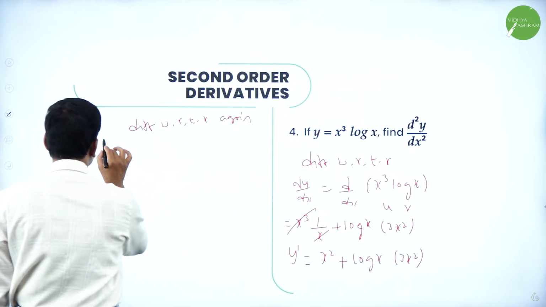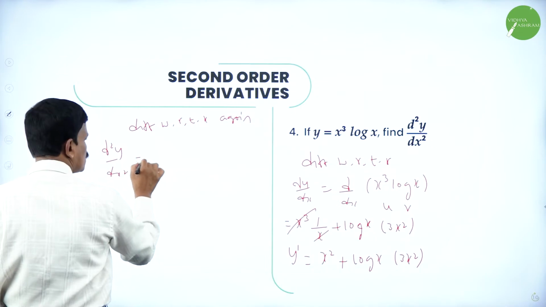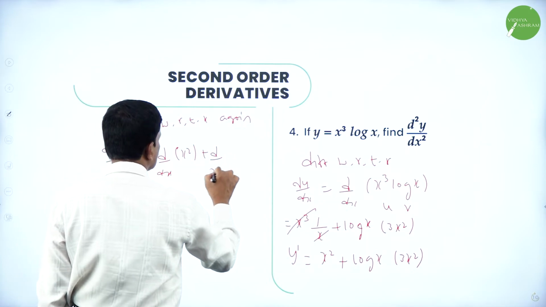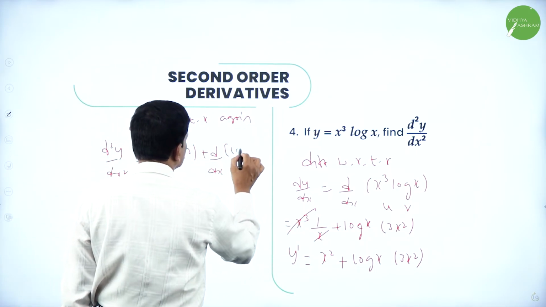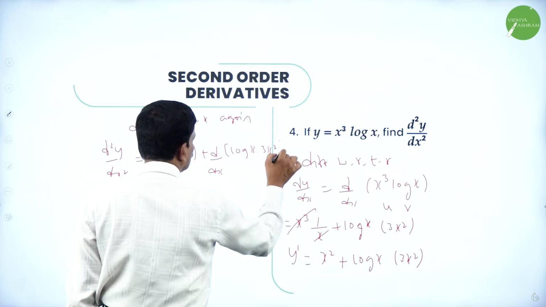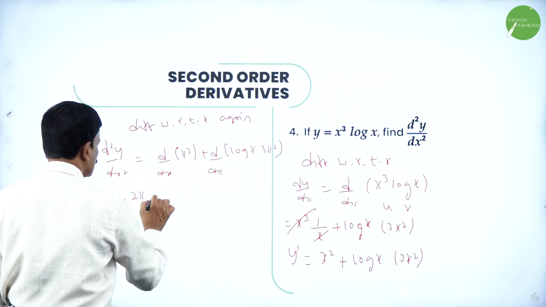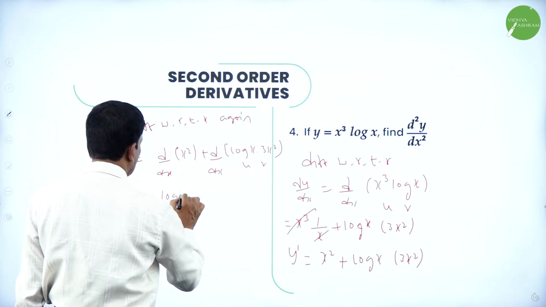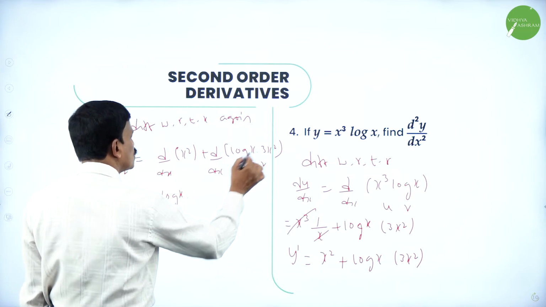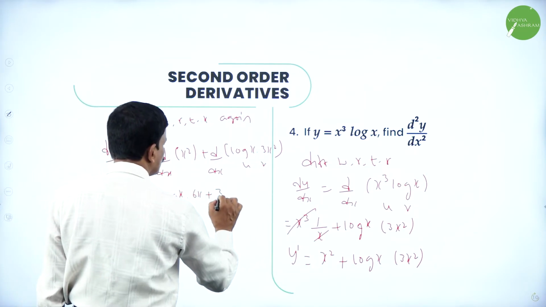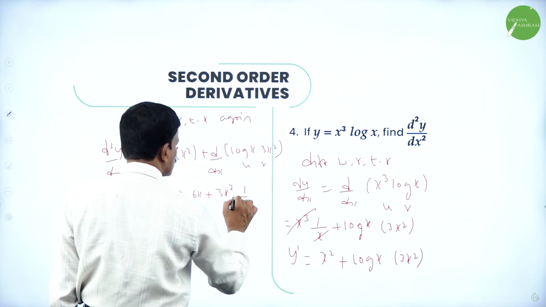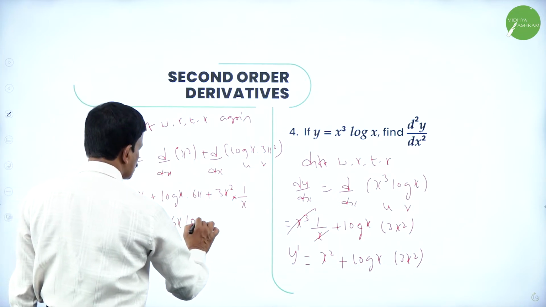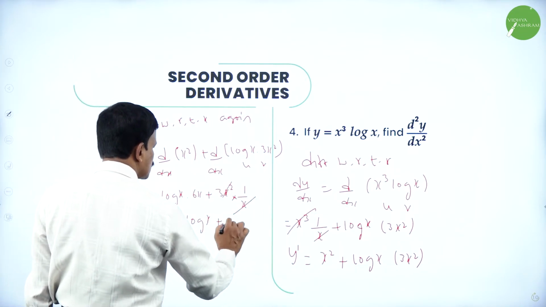Differentiating with respect to x again, what will we get? d square y by dx square is equal to d by dx of x square plus d by dx of log x into 3x square. Differentiation of x square is 2x, plus again this can be differentiated using the product rule: first function log x into differentiation of x square is 2x, 2 into 3 is 6x, plus second function 3x square constant, differentiation of log x is 1 by x. So this is 2x plus 6x log x plus 3x, as x and x get cancelled.